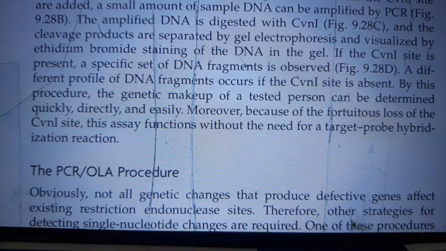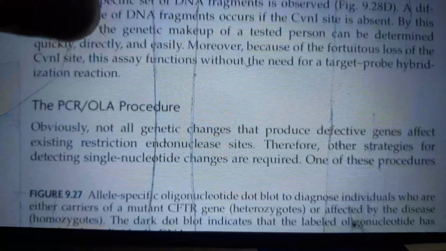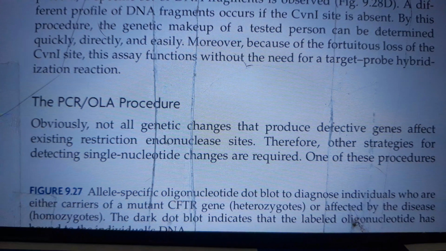Moreover, because of the fortuitous loss of the CvnI site, this assay functions without the need for a target probe hybridization reaction.